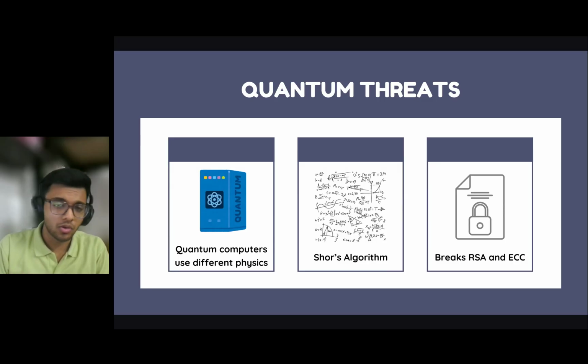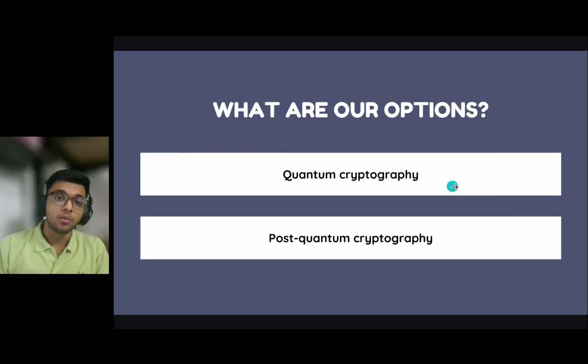There's also Shor's algorithm that we've previously discussed, and why quantum computing is a threat to modern cryptography is because it breaks the RSA and ECC encryption, which is elliptic curve cryptography. All of those things are generally now not secure since quantum computers have come into effect. Moving on, well, what are the options?